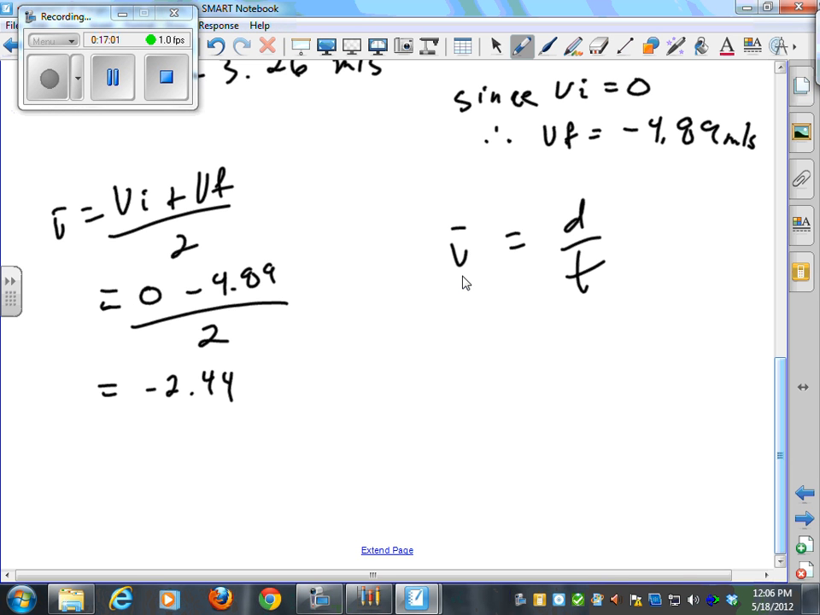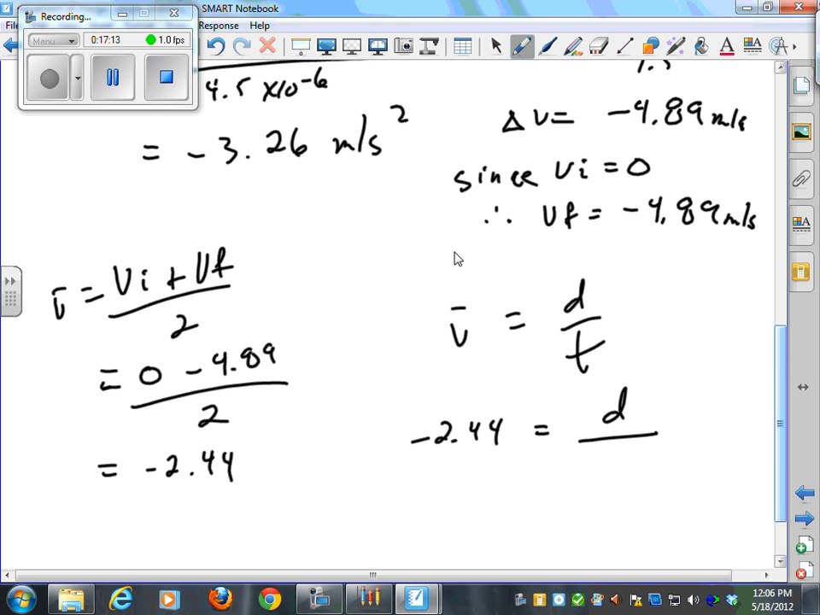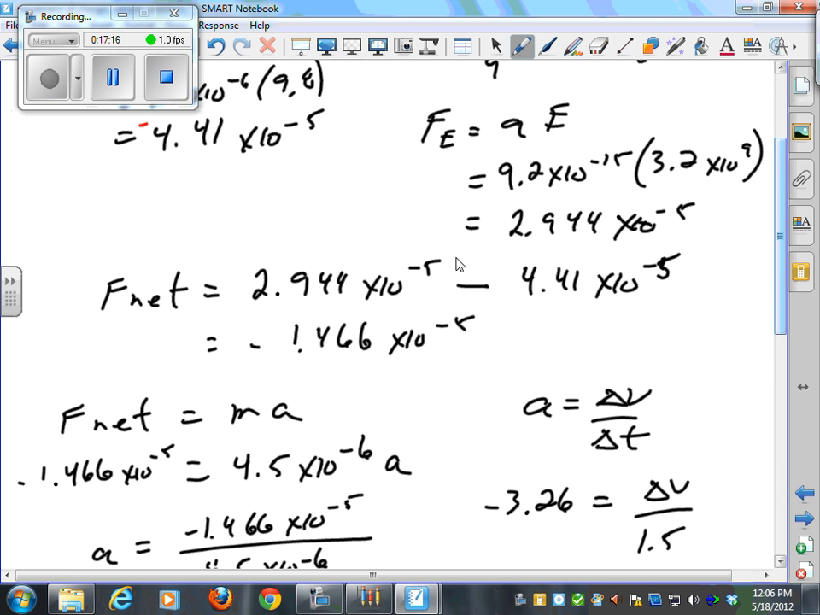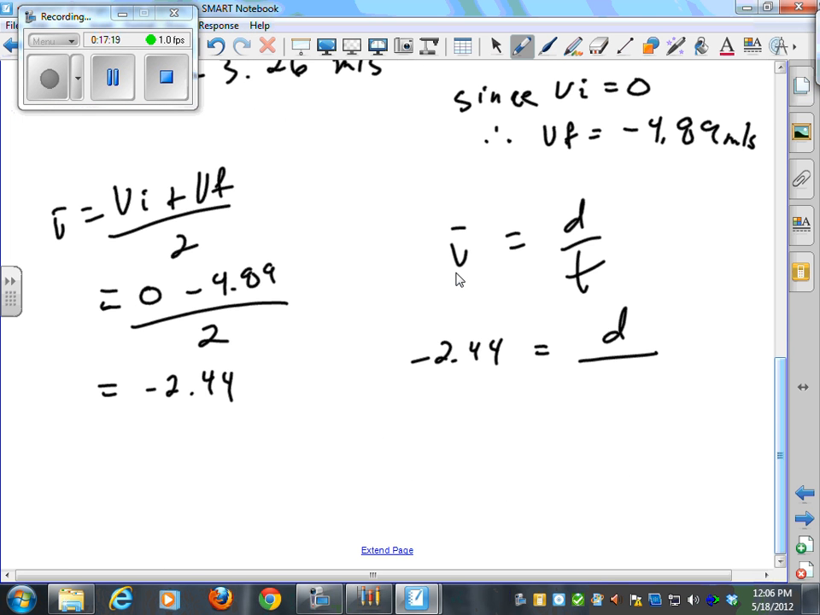If you're getting this stuff, you don't have to review because you learned it back then. Minus 2.44 is my V bar. We're trying to find the distance. Do we remember what the time was? 1.5 seconds. Excellent. So d equals V bar times 1.5, which is minus 3.67 meters.